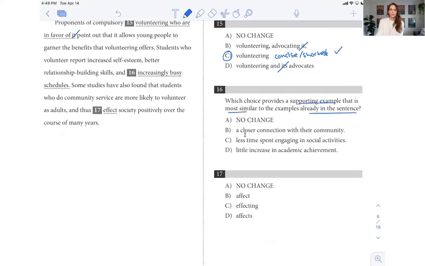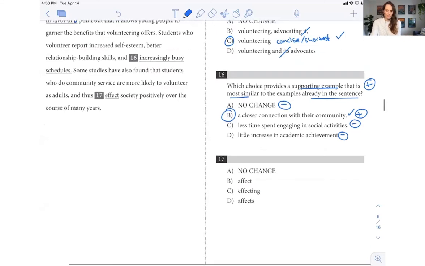Well, the examples already there are really positive, right? Increased self-esteem, better relationship building skills. So I want another example that's going to be positive. A closer connection with the community, yes, that is pretty positive. Increasingly busy schedules, that's kind of negative, right? To have a really busy schedule. Less time spent engaging in social activities, that's also negative. And then little increase in academic achievement, that's also going to be negative. So I'm going to go with B, and that fits in more with the other examples there.